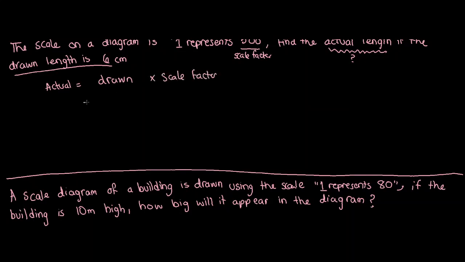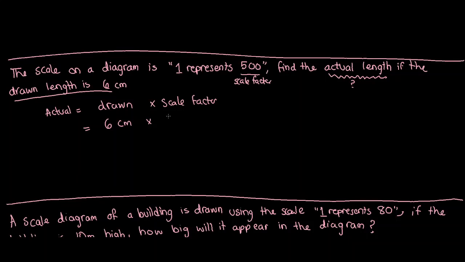And what is the drawn length? It is 6 centimeters. And what is the scale factor right here? It is 500. So 6 times 500, we have 2 zeros. We put them down. That is easy. So you ignore the 2 zeros now. 5 times 6, this is 30 centimeters. 3,000 centimeters we've got over here.